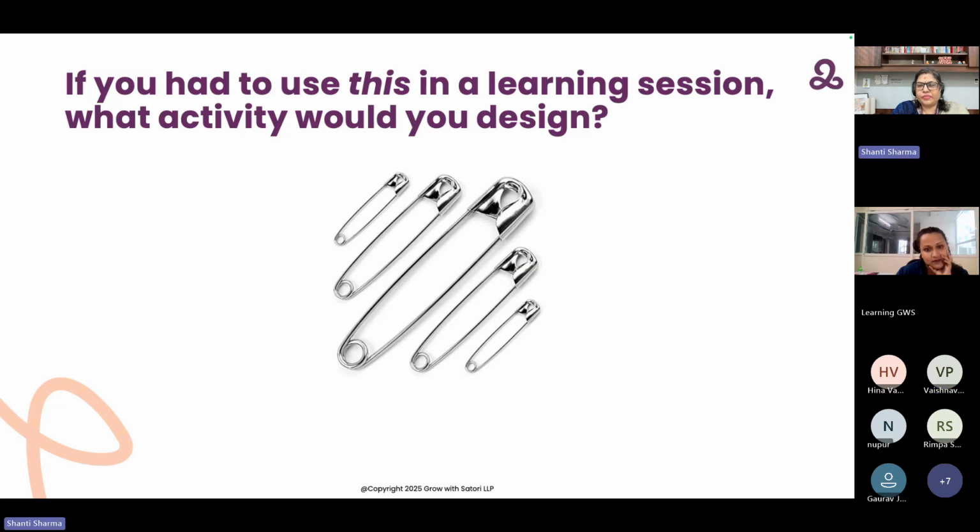Wonderful. Anyone else? Yes, Asapri. Am I audible now? Yes, you are. So I'd say this could also be, since a safety pin is very malleable, we use it to hold, I mean, when we are pinning up our clothes, or we could also reverse it, if we need to prick something to open a bottle or to unlock anything that is clogged. So this could also be symbolic of being adaptable.